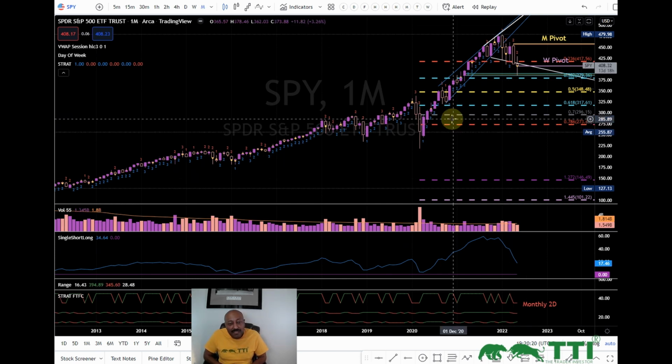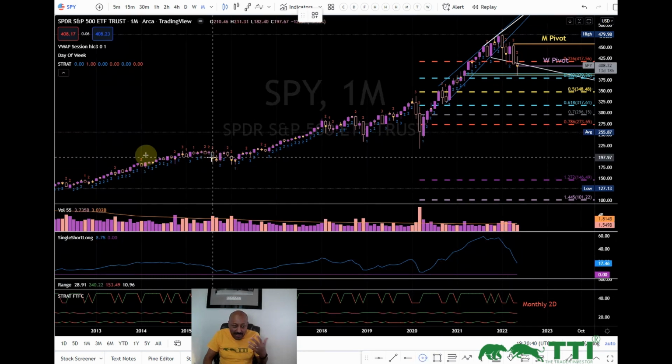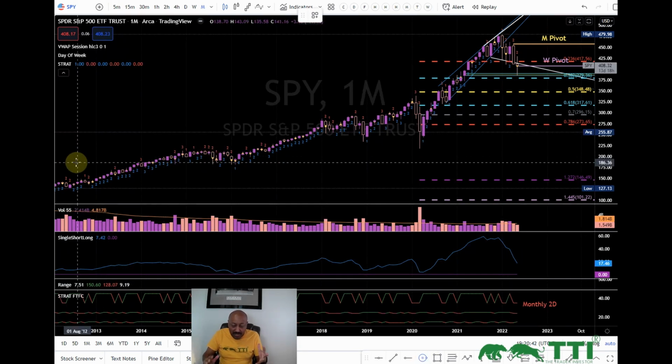So what does this chart tell us, right? I've pulled up the monthly chart. When you look at a chart, you want to see left to right. That's how you read a chart, left to right. What is the story that it is telling you? In this case, on a monthly chart, it's easier to see because you have a lot of time to look at.